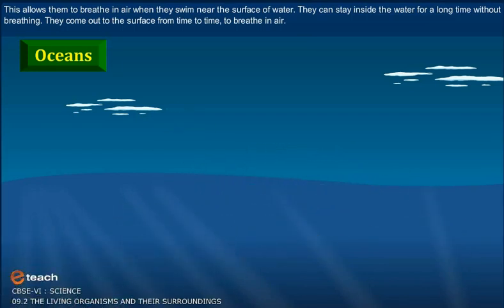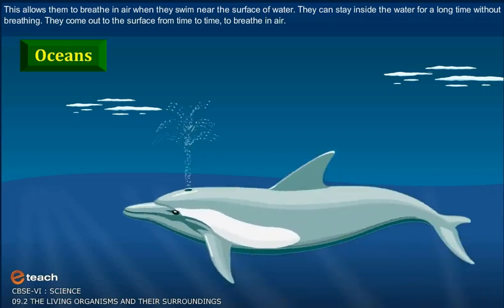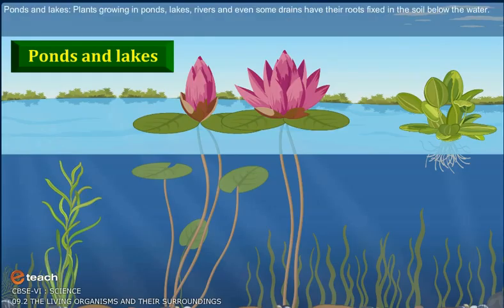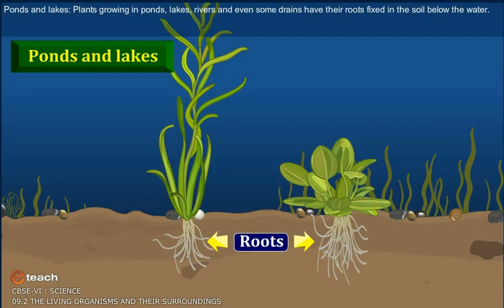They can stay inside the water for a long time without breathing. They come out to the surface from time to time to breathe in air. Ponds and lakes. Plants growing in ponds, lakes, rivers, and even some drains have their roots fixed in the soil below the water.